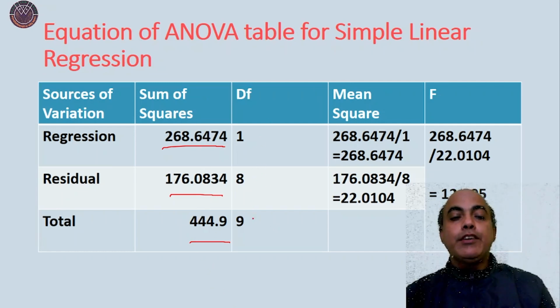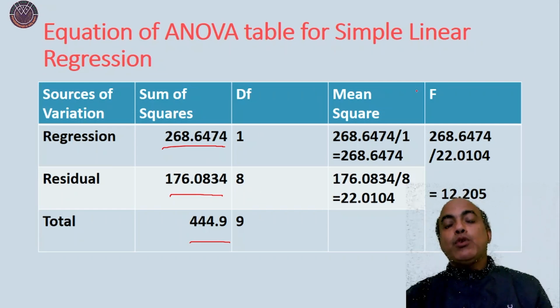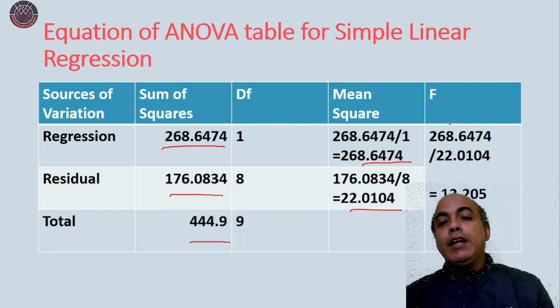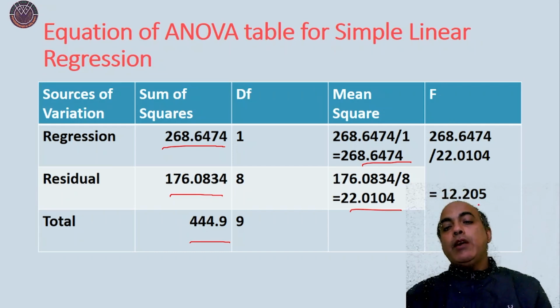And you have degrees of freedom 1 and 8. So the mean square is this sum of squares divided by 1. You have the mean square value as 268, the same value because you are dividing it by 1. And then 176.0834 divided by 8, we have got this value. And if you get the F value, the F value is 12.205.